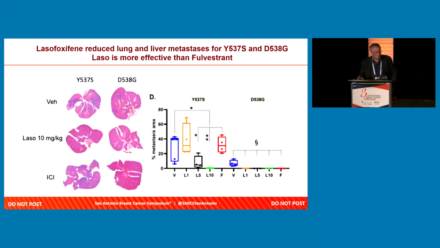So then, in terms of metastasis, the lasofoxifene really did a good job of preventing metastasis to the liver as well as to the lung and bone. I'm showing you the liver here, whereas fulvestrant did not.